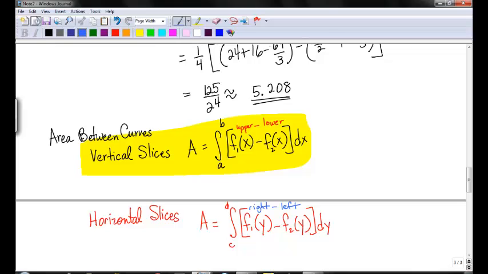So that should finish that up. If your answer comes out in decimal form, make sure you round it to 3 decimal places.